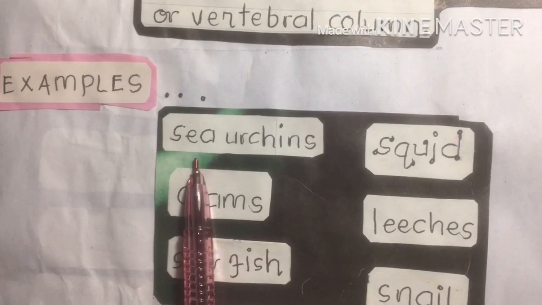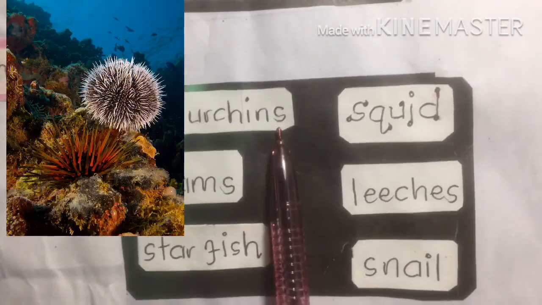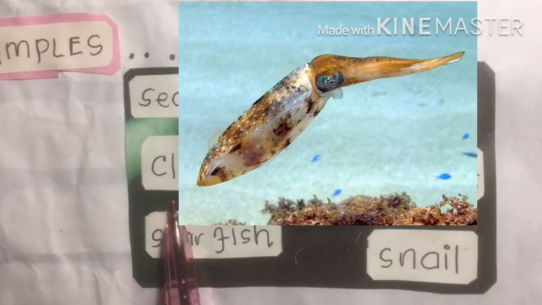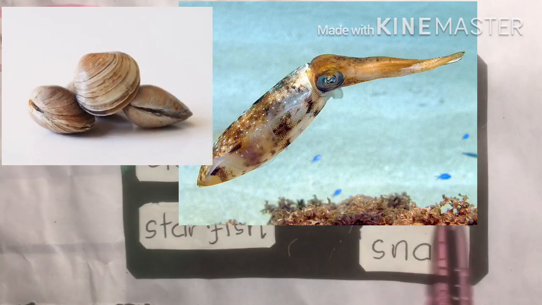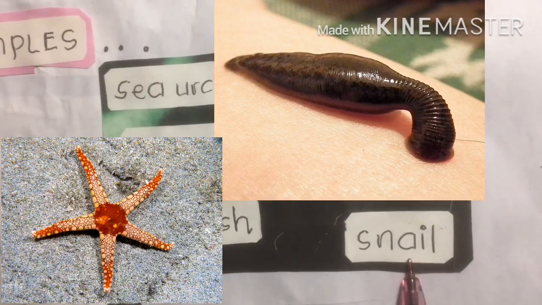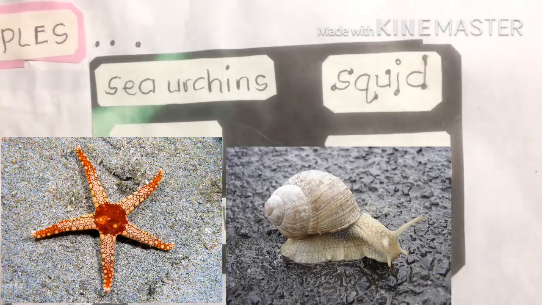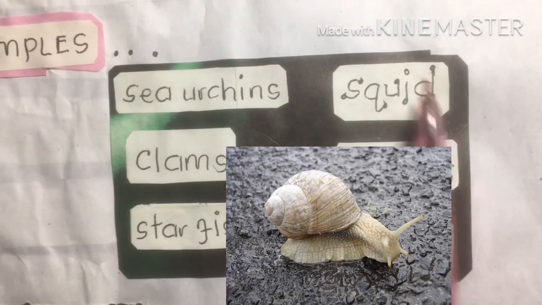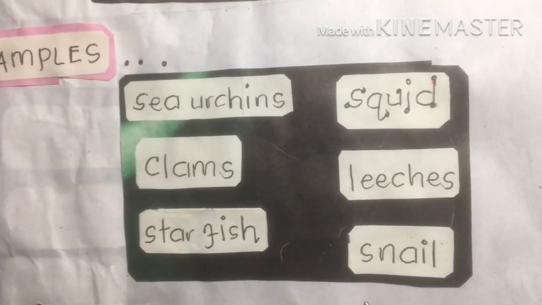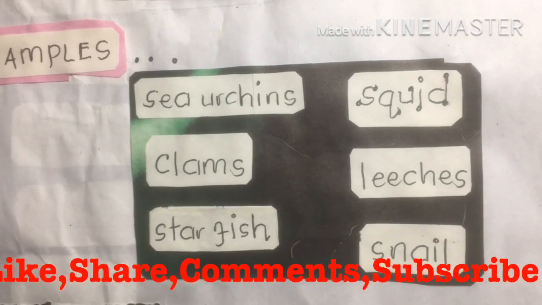We have sea urchins, squid, clams, leeches, starfish, and snail. These examples are what we call invertebrates, or animals without a backbone.